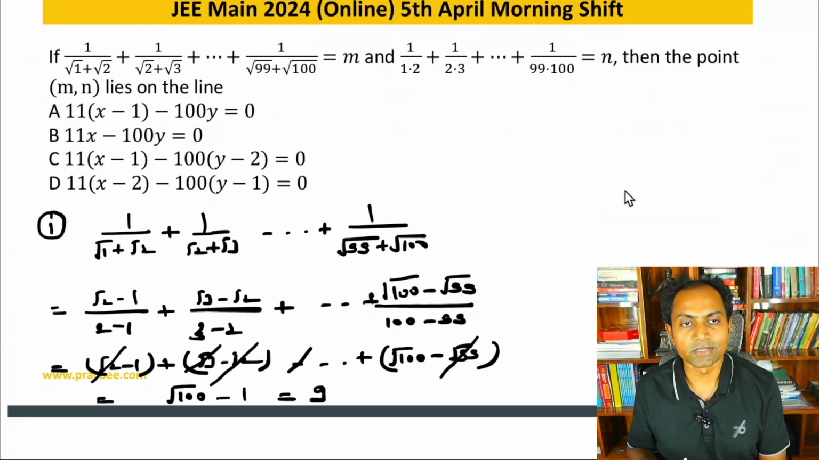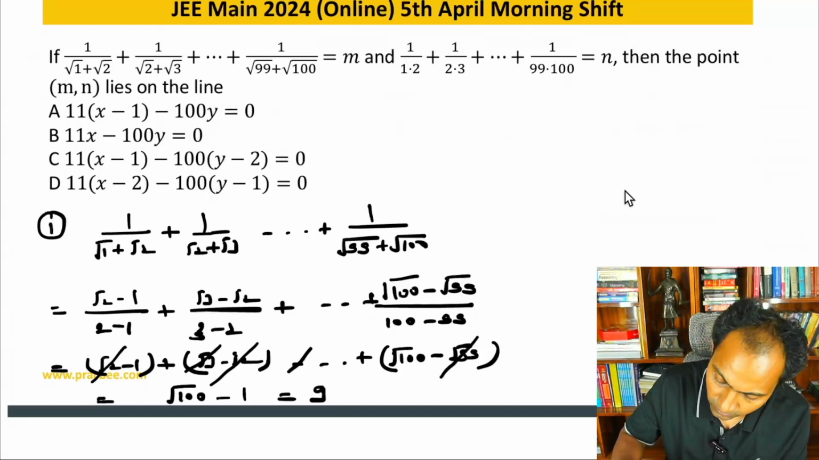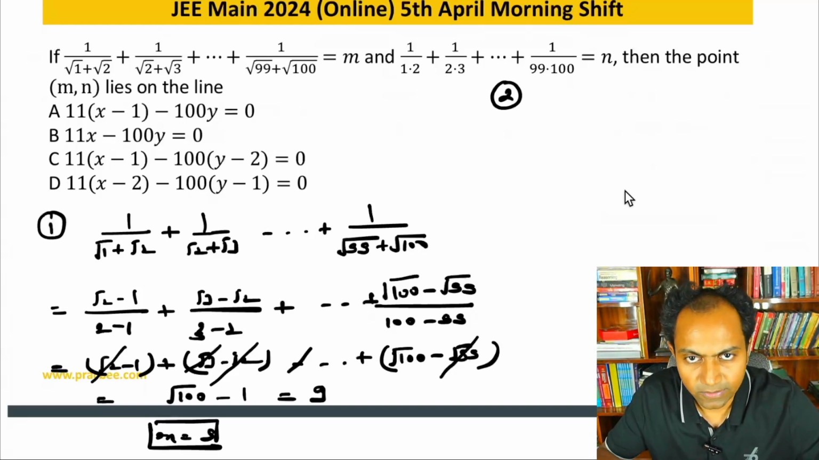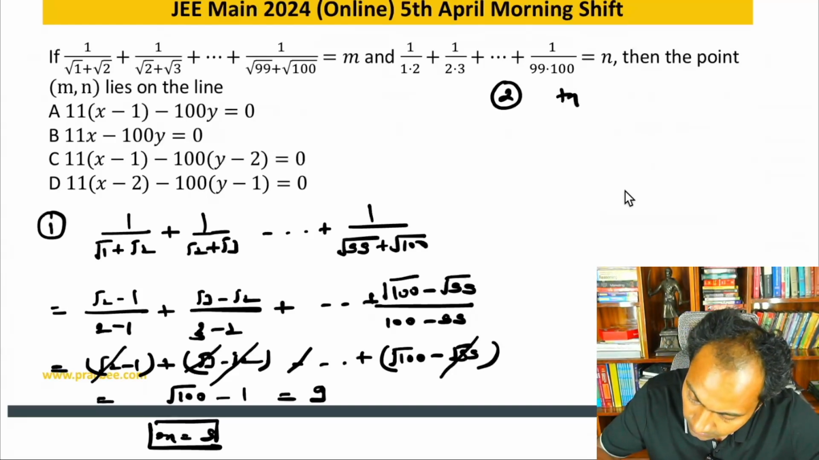So once you have got this, the first series is done. We have got the value of m. M comes out to be 9. Now let us move on to the second. Now you see that the same 4 steps that I have told about you earlier. We will write the Tn. It is nothing but 1 upon n into n plus 1.